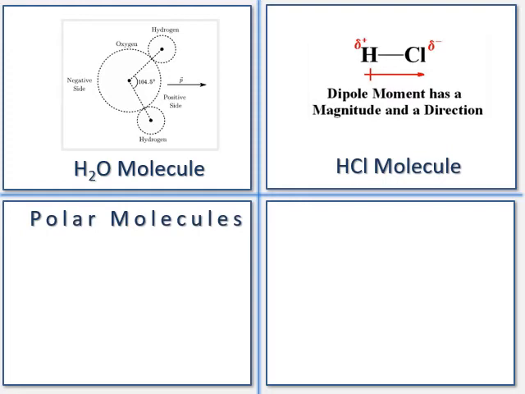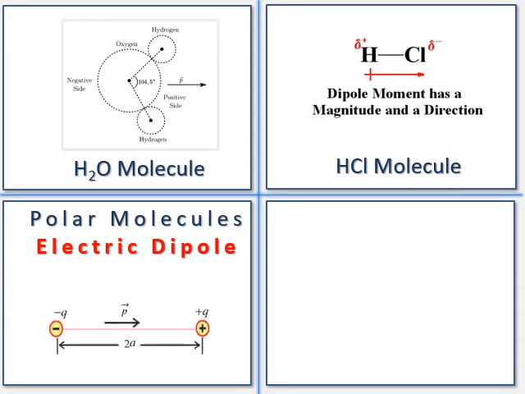Such molecules are called polar molecules, where the center of positive charge and the center of negative charge do not coincide, where they are separated. And you can also say that these molecules are forming an electric dipole. They are also called electric dipoles. Normally, an electric dipole is represented by two equal and opposite charges separated by some distance. And any electric dipole is characterized by its property called dipole moment.